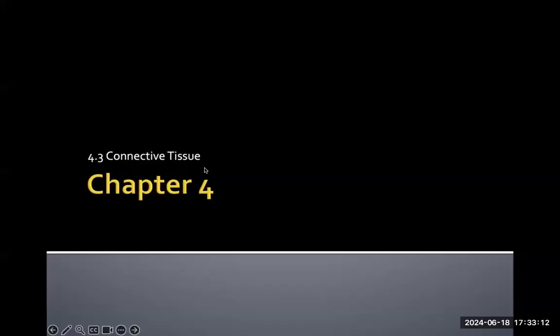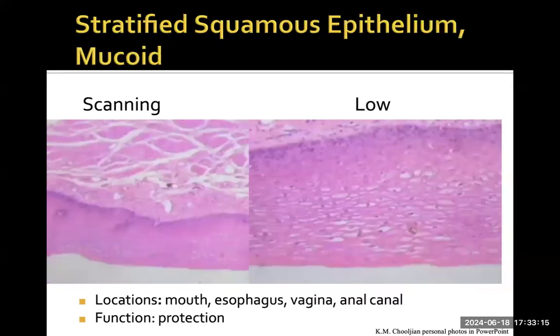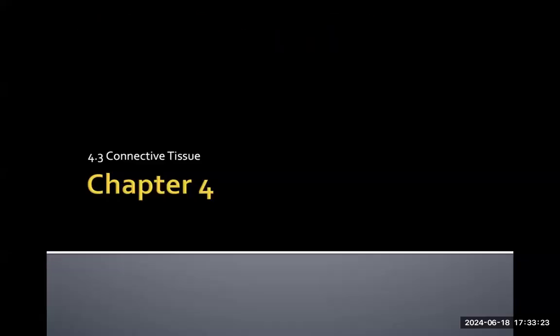I don't know if you guys caught on, but we did skip stratified cuboidal and columnar because they're very, very, very rare. So we skipped those ones. Make sure you learn the ones we talked about. Now we're going to move off of the epithelia and into the connective tissue. So we're going one layer deeper.